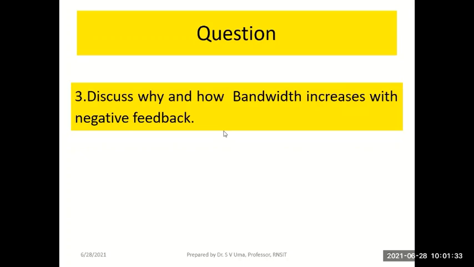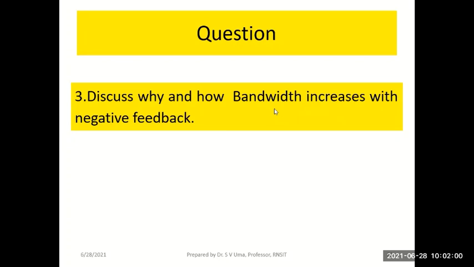In the previous classes, we have discussed the non-inverting configuration, also known as the voltage series feedback amplifier, and the inverting configuration, also known as the voltage shunt feedback amplifier. For both of them, we have derived the expressions for gain with feedback, input resistance and output resistance with feedback.